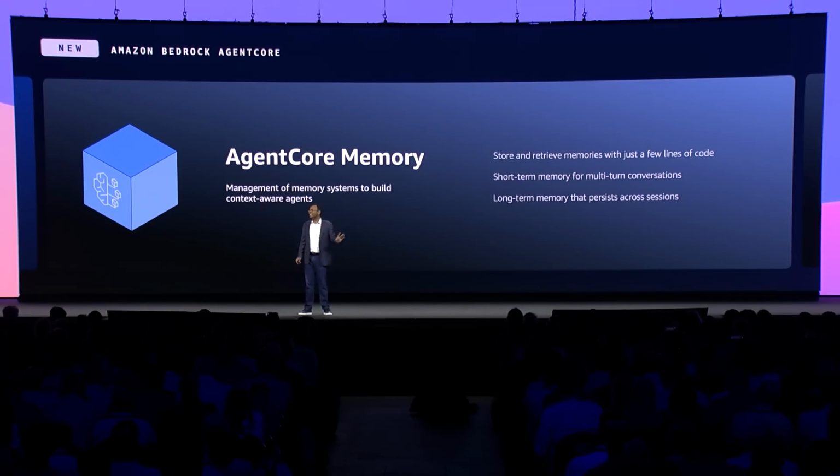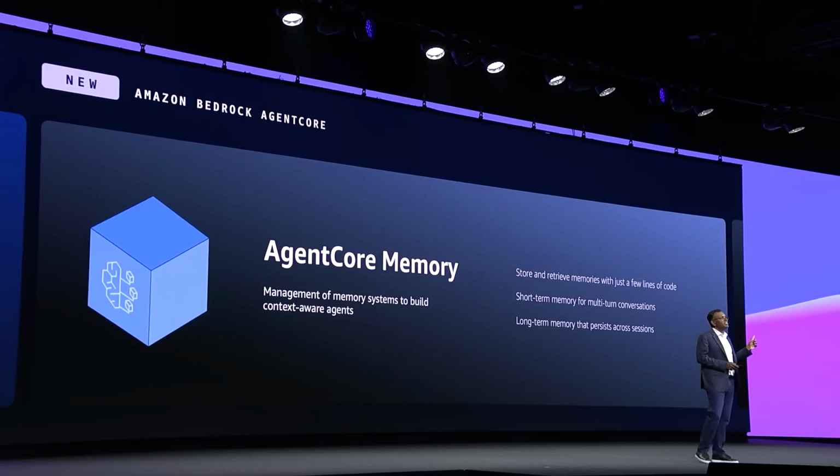Agent Core Memory makes it easy for developers to build context-aware agents. Memory provides industry-leading accuracy, along with support for both short-term memory for multi-turn conversations and long-term memory that persists across user sessions, with the ability to share memory stores across collaborating agents. Now, developers can just focus on building intelligent agents rather than managing these memory systems. With this memory service, there is a lot of clever management of how memories are formed and managed automatically under the hood. Let me show you.